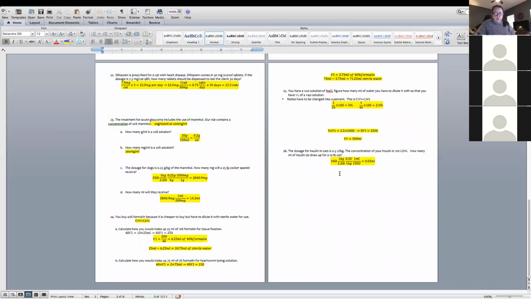Insulin is 100 units per ml. So you have to divide the units needed by how many units per mL. So 2.25 divided by 100 should equal 0.02 mLs. So you would draw up 0.02 mLs and give it to that cat. But the first thing you have to do in that problem is basically convert your pounds to kilograms so that you can work in kilograms.